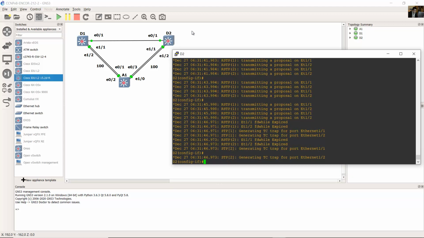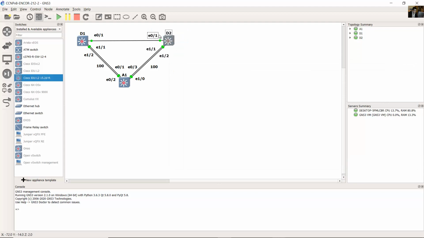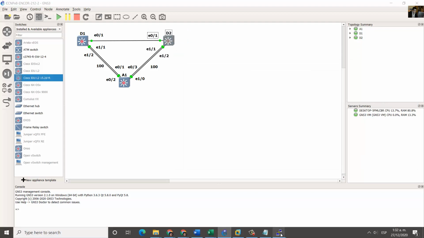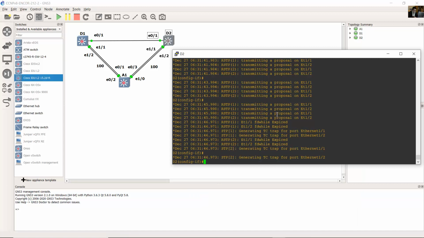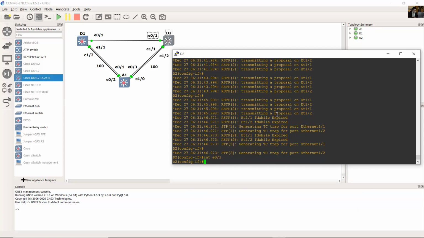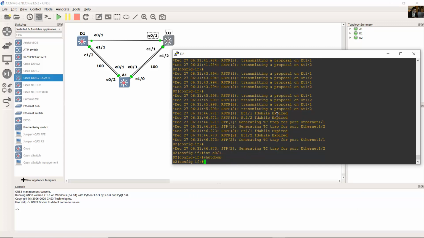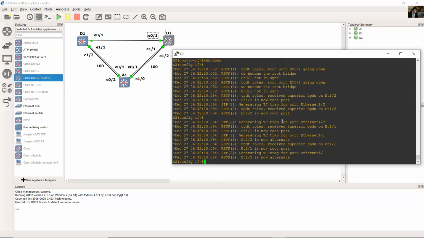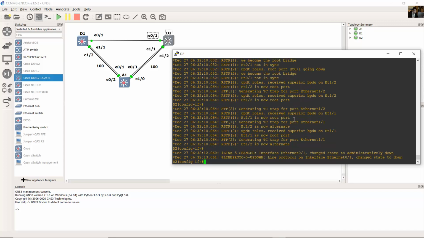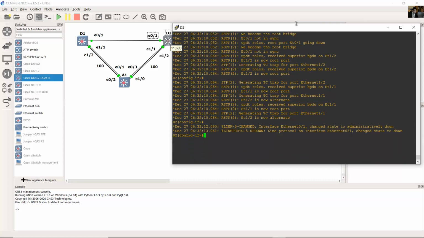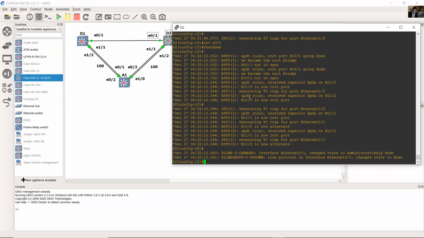And now go to D2 and shut down Ethernet 01 again. D2, interface Ethernet 01, shutdown. And now you can see this from 10.052 to 10.064.